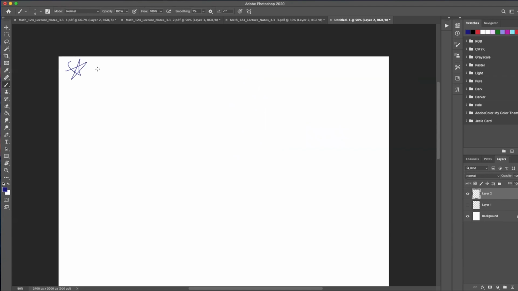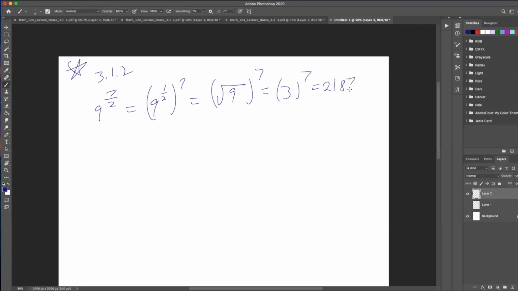Okay, so the first one, 3.2. It's going to give you something. The random example gave me was 9 to the 7 halves. So you're going to rewrite this as 9 to the half times the 7th power. And then from here, you're just going to rewrite that as the square root of 9 to the 7th power, which will be 3 to the 7th power. And then 3 to the 7th power is 2187.